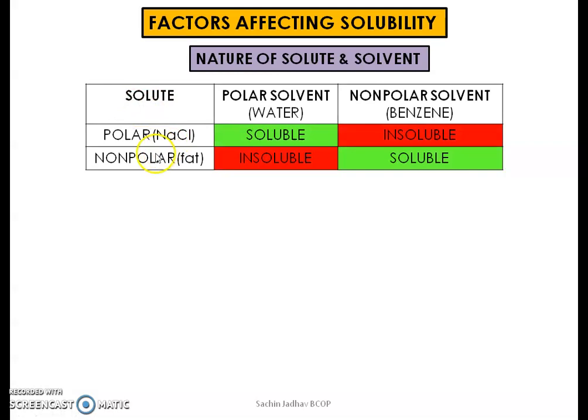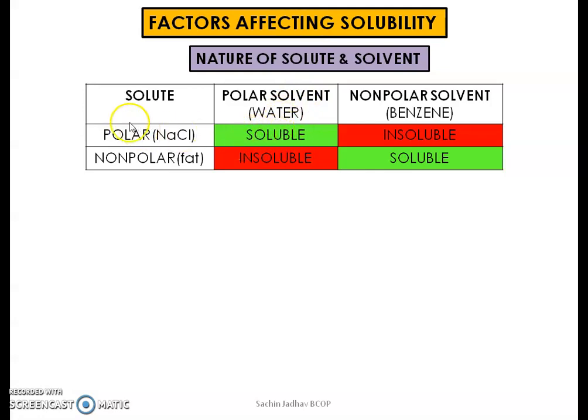Just looking at this table, you can understand there are types of solute, that polar solute, for example salt NaCl, and non-polar solute, for example fat. And there are also polar solvents like water and non-polar solvent, for example benzene. So if you study the solubility phenomenon, if polar solute is added like NaCl is added to polar solvent like water, then it is freely soluble.